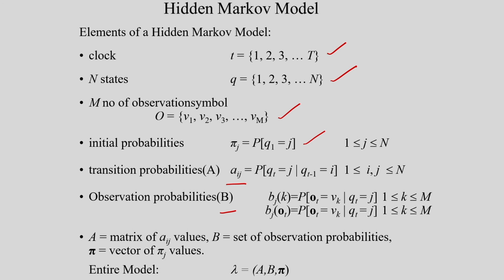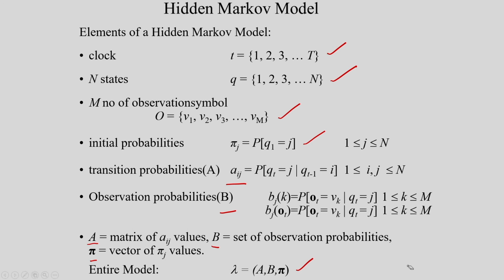What are the main elements of the hidden Markov model? One is the matrix A, whose elements are a ij. What is a ij? That is the transition probability. What is B? The set of observation probabilities. And what is pi? The pi is nothing but the vector of pi j values, that is the initial probabilities. So the hidden Markov model is defined by lambda, where lambda is A, B, pi.